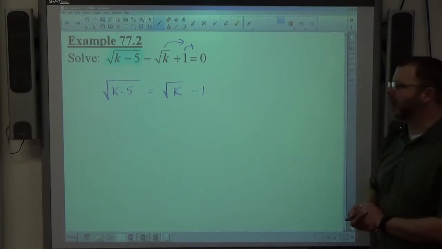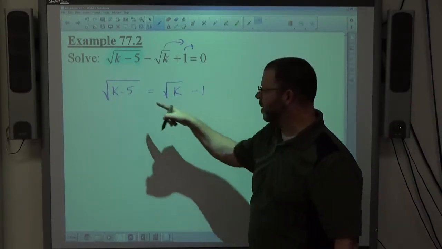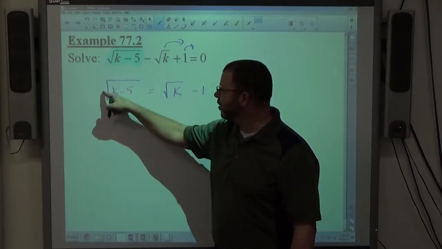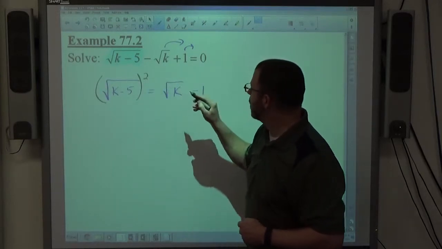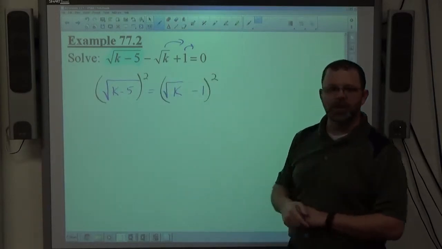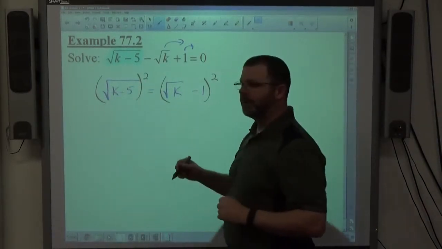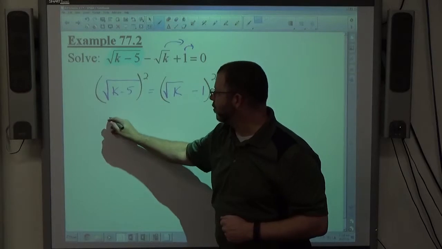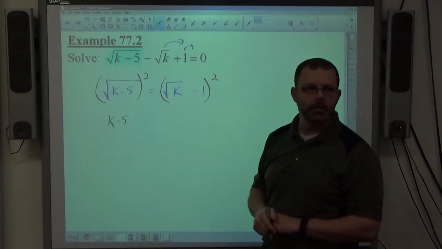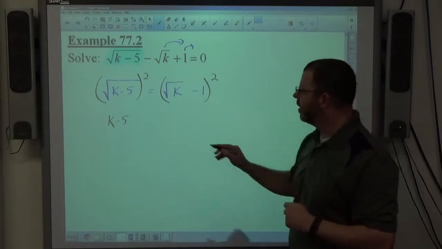The reason I want the more complicated radical isolated by itself is that my next task is to get rid of the radical I've isolated. This is a square root, which is an index of 2, so squaring gets rid of it. I'm going to square this side also, because whatever you do to one side, you do to the other. Squaring a square root just gets rid of the radical, leaving us with whatever's underneath. So I've made the more complicated one easy, and the less complicated one the more difficult side.